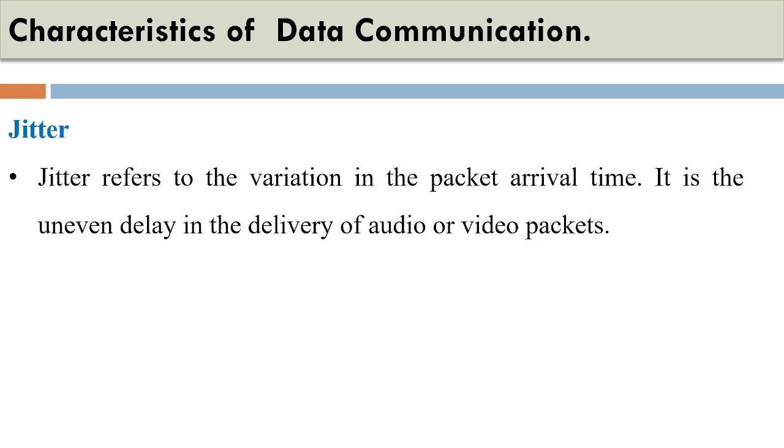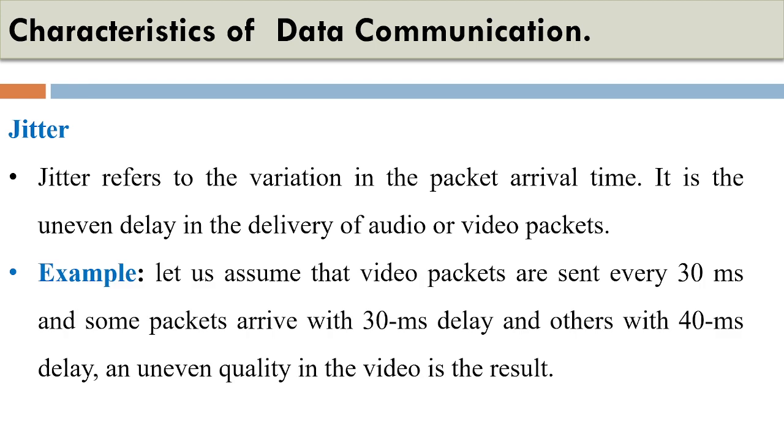Now, another thing which we can discuss is the jitter. Here, the jitter refers to the variation of packet arrival time. It is the uneven delay in the delivery of audio or video packets. Example: suppose we have video packets which are sent every 30 milliseconds, and some packets arrived with a 30 milliseconds delay and others arrive at 40 milliseconds delay. Then you can see there will be an uneven quality in the video, which is the result of it.